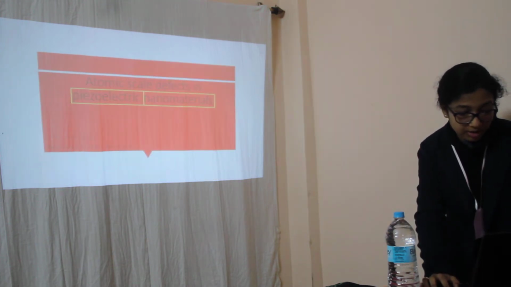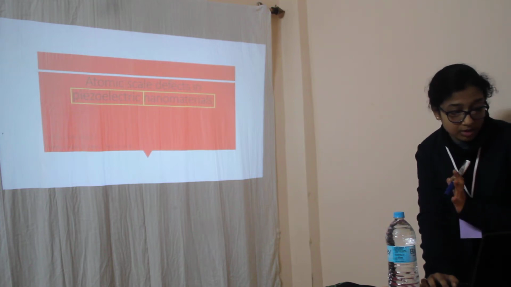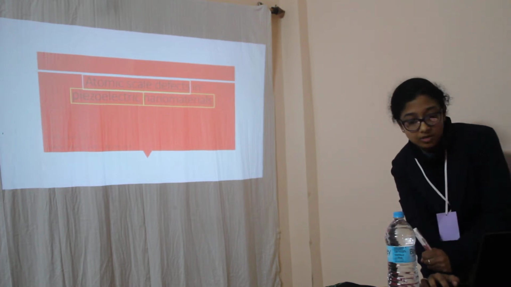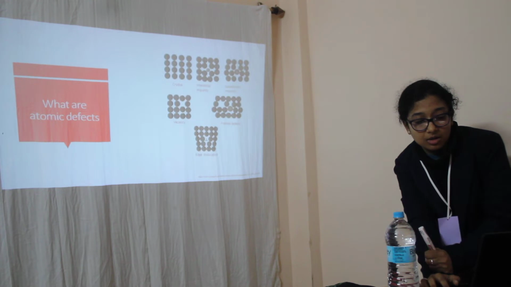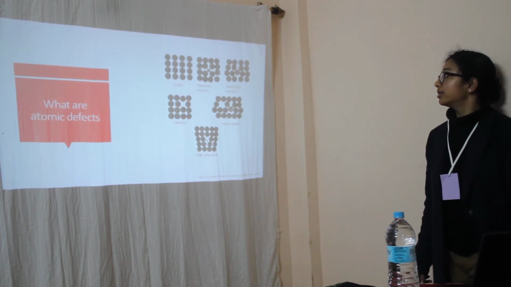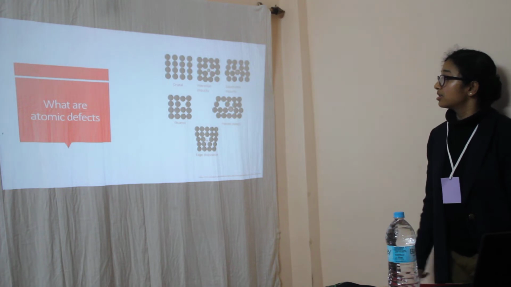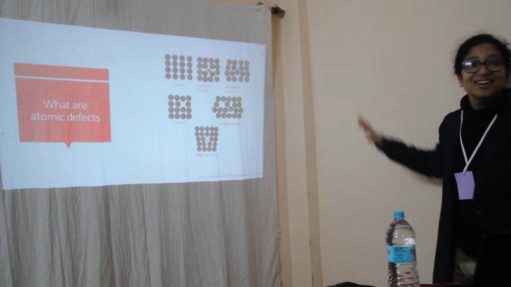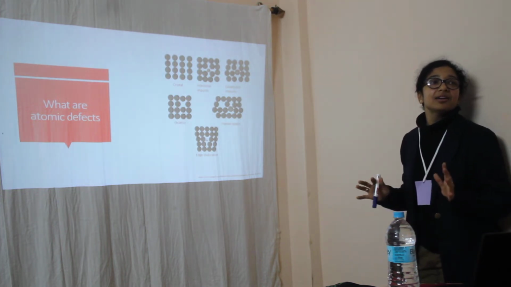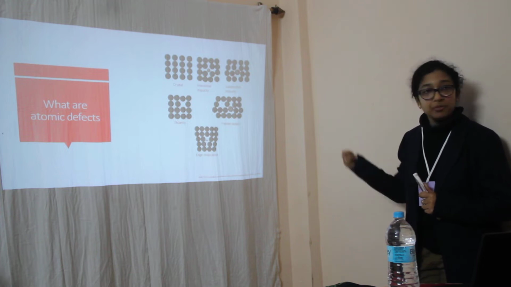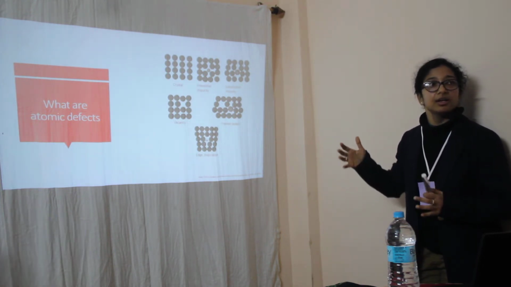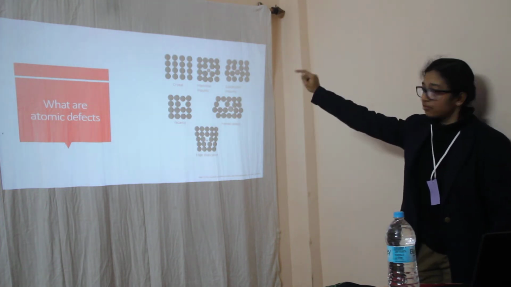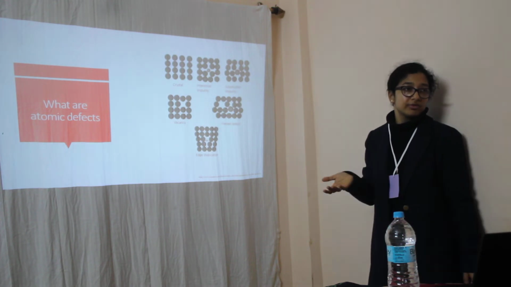Now you have seen what you mean by a nanomaterial. Now it comes to atomic scale defects. What are atomic scale defects? When I say the first one is a crystal, it's a periodic arrangement of atoms. When the atoms are arranged periodically, they form a crystal. They can also be not arranged periodically. But when they have proper arrangement, we call them crystal. Otherwise, we call them amorphous.